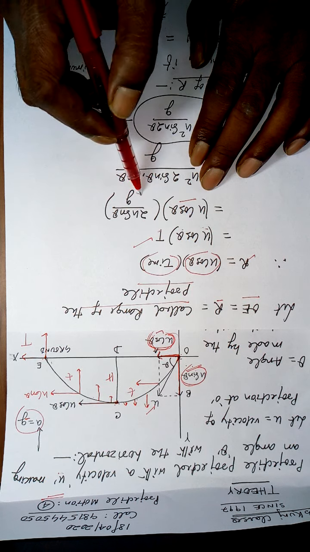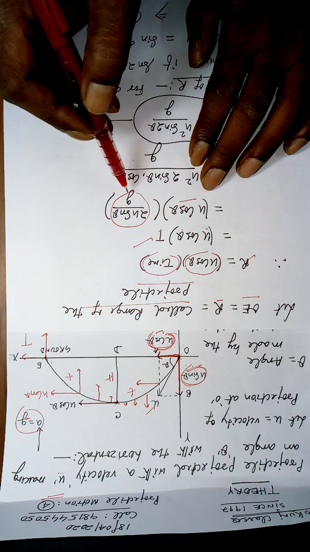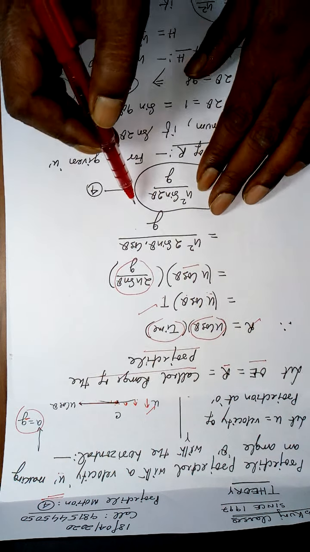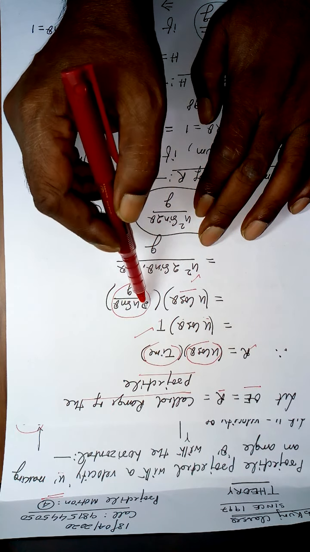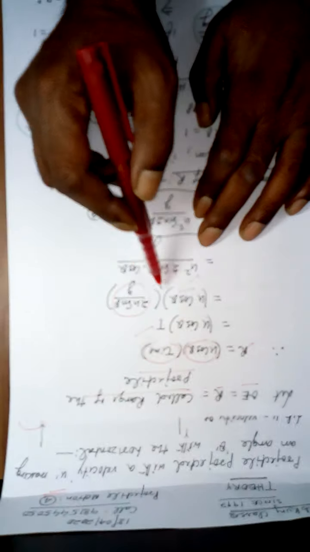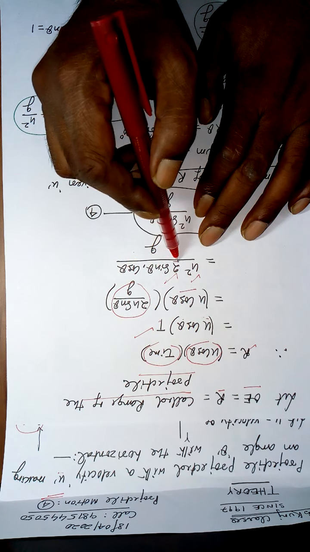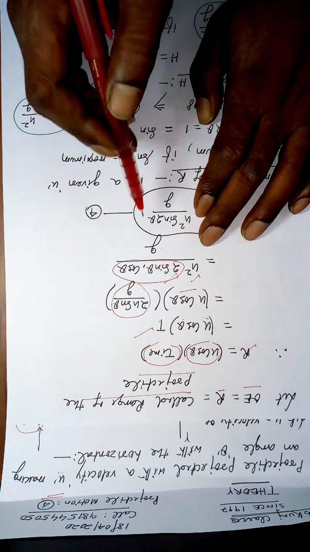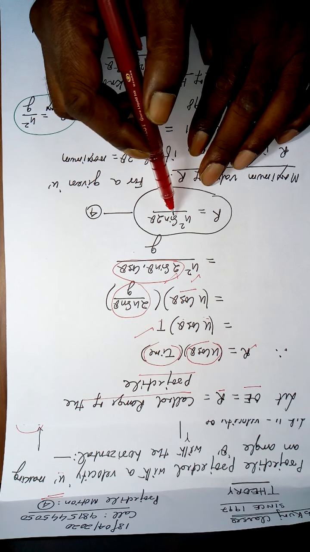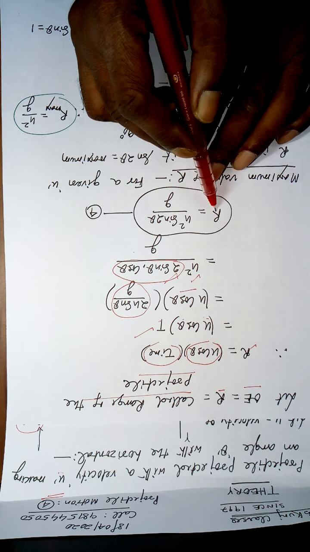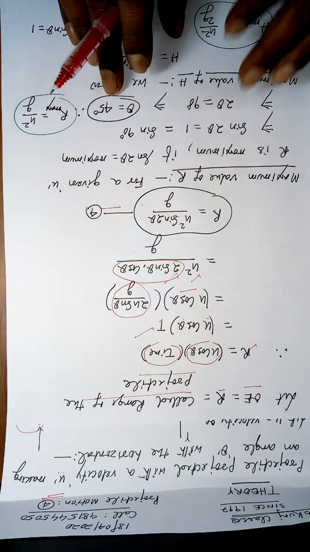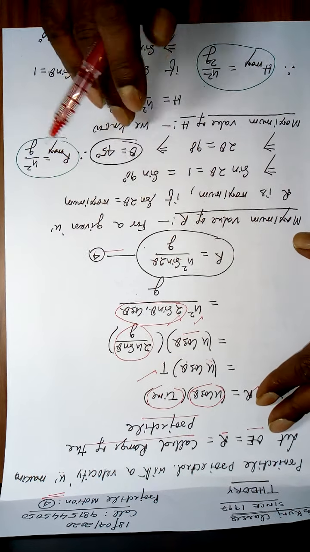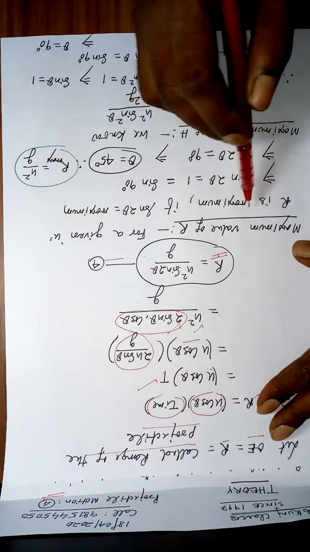So u cos theta remains the same. For T I replace 2u sin theta over g, which I just derived. So this becomes u into u, 2 sin theta cos theta over g. Now in trigonometry this is equal to sine of 2 theta. So R is equal to u square sine 2 theta over g. So this is equation 4.